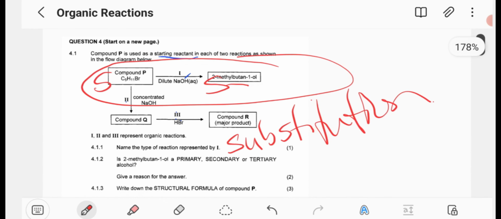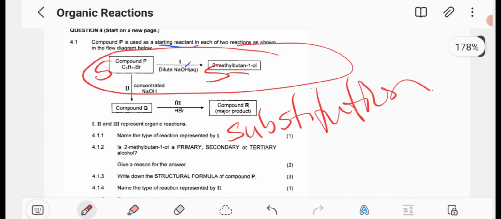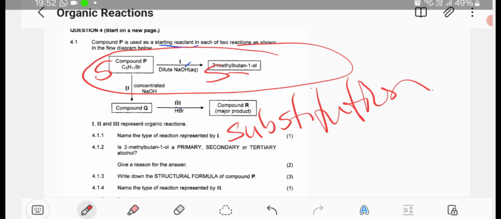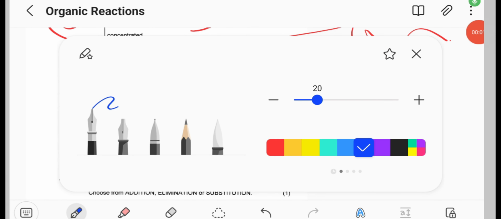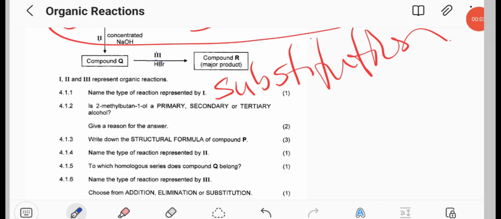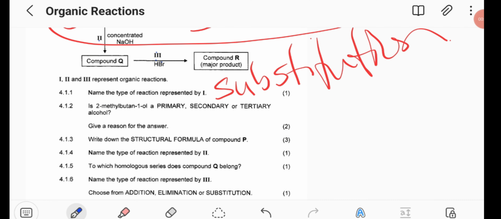So let's look at 4.1.2. Right now, 4.1.2, let's see what they say. Is 2-methyl butan-1-ol a primary, secondary, or a tertiary alcohol?